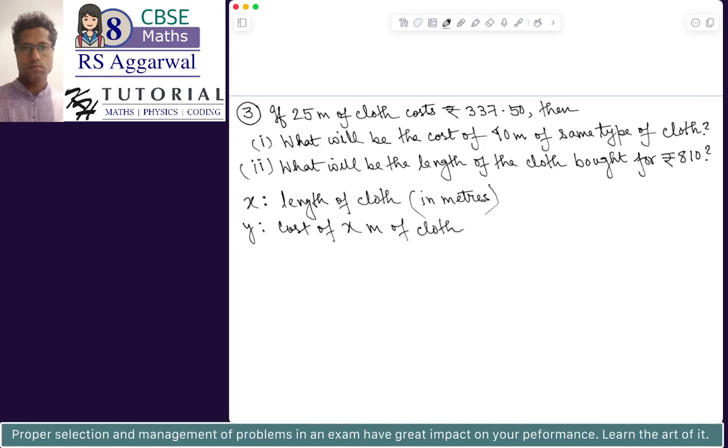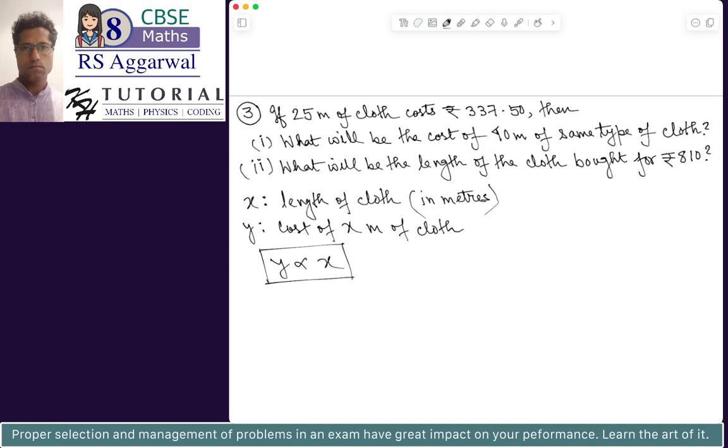Now from common sense we can clearly say that x and y are in direct variation. That is, if you increase the length of the cloth, the cost will increase, and if you decrease the length of the cloth, the cost will decrease. That is, for a larger length of cloth the cost will be higher, and for a smaller length of cloth the cost will be lower. So we can clearly see that y and x are directly proportional, are in direct variation.